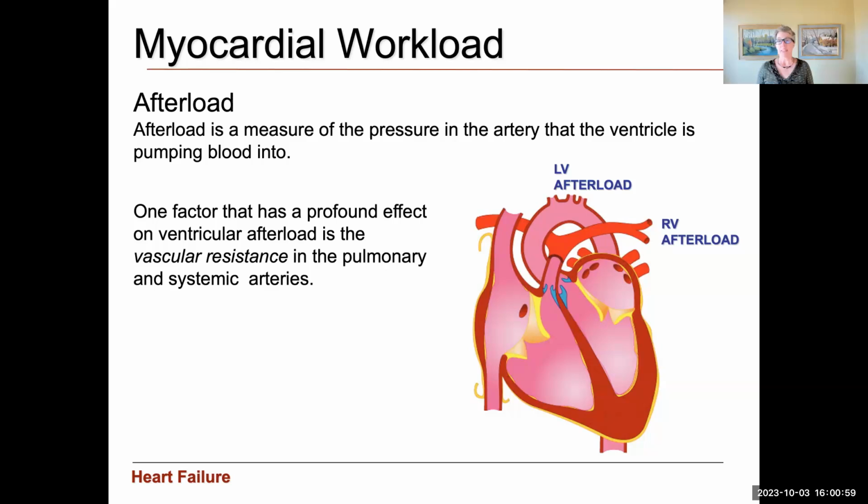One thing to keep in mind with afterload is that we usually have to separate right ventricular afterload as being determined by the pressures and resistance in the pulmonary arteries, and then left ventricular afterload as being the pressures and resistance developed in the systemic arteries. So it's very unusual that we would talk about just general afterload on the heart. It's usually left ventricular afterload versus right ventricular afterload because the ventricles can be affected differently.